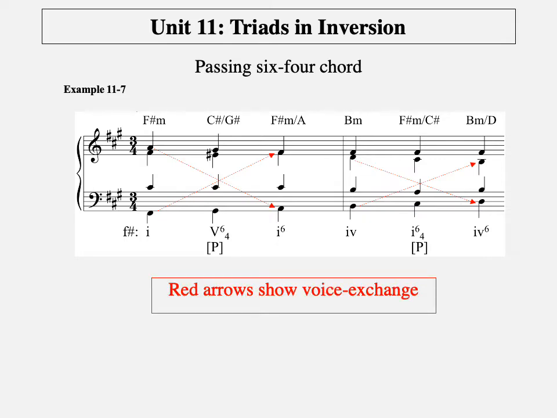A notable feature of many passing 6/4 progressions is a thing called a voice exchange. It happens when an upper voice mimics the bass voice in reverse. So if the bass is going up by steps A, B, C, then there's some upper voice at the same time going down by steps C, B, A. The voice exchange is shown by the dashed red arrows in example 11-7.